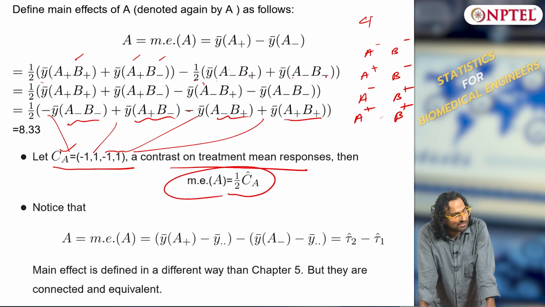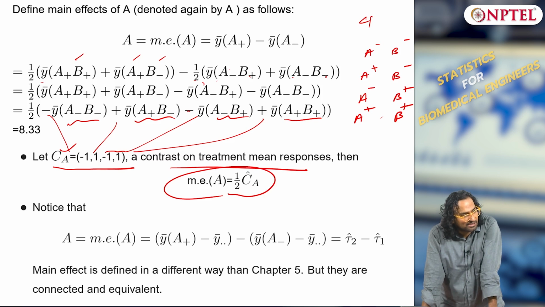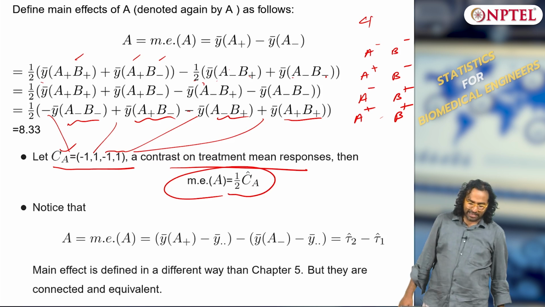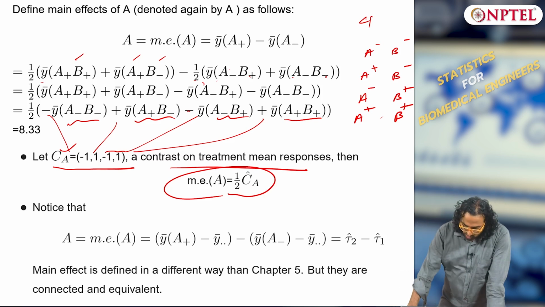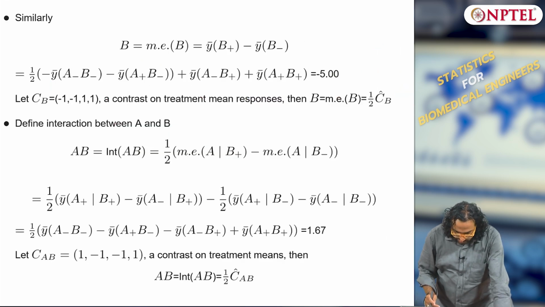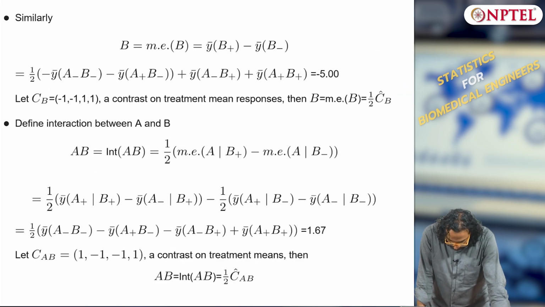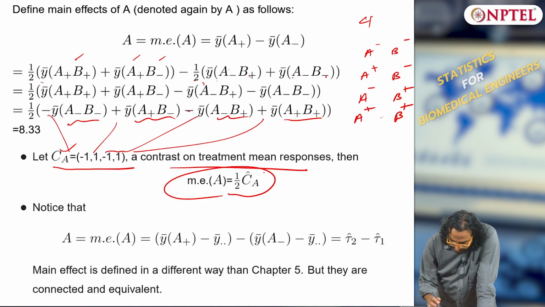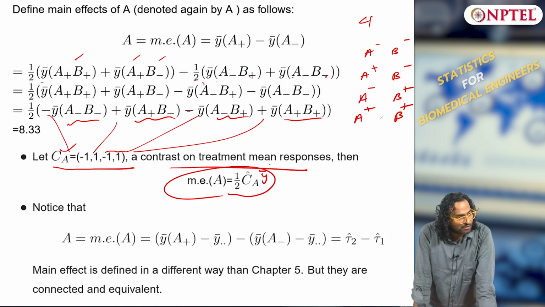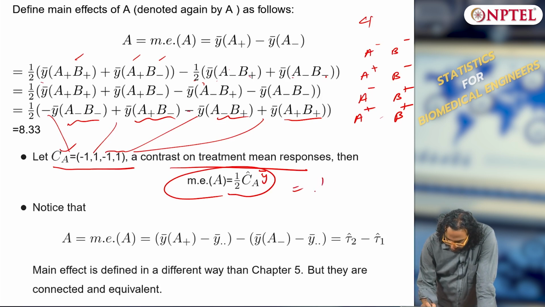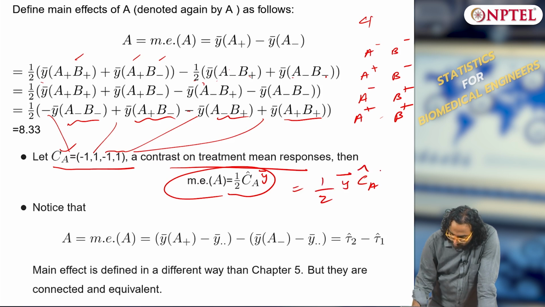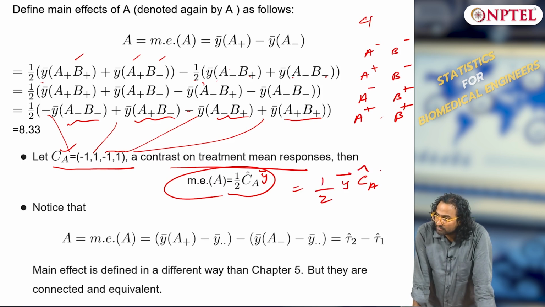Does that make sense? Once I associate CA hat, it should be CA hat into Y bar actually. So the main effect should be CA hat into Y bar, right? So I can simply write it as half into Y bar into CA hat, clear?